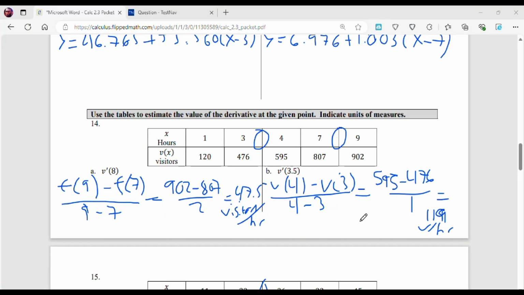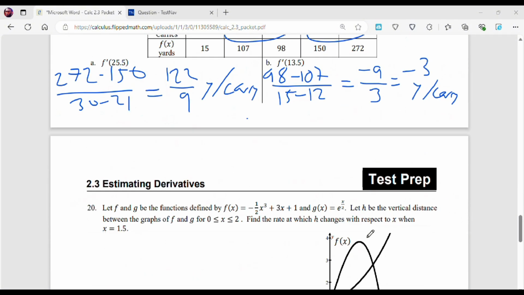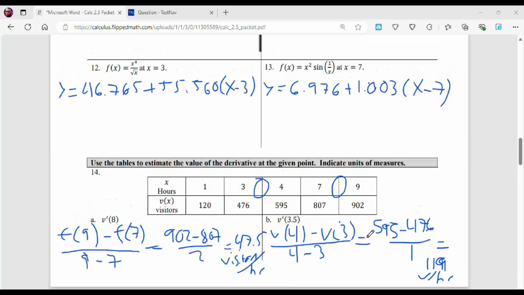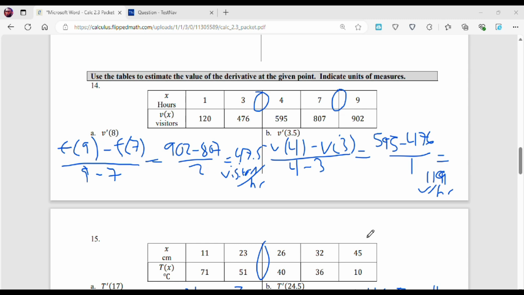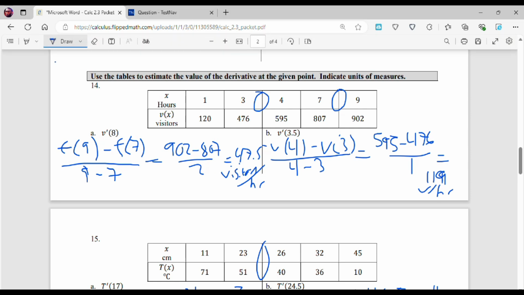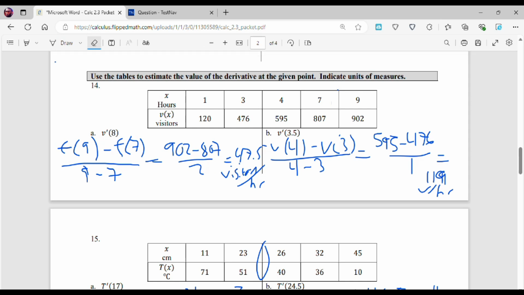All right. Questions 14 through 19 entail estimating derivatives at a given point using tables. Okay. How do you do this? Well, you want to take two values to approximate the value in between. Okay, let me use an example for that.